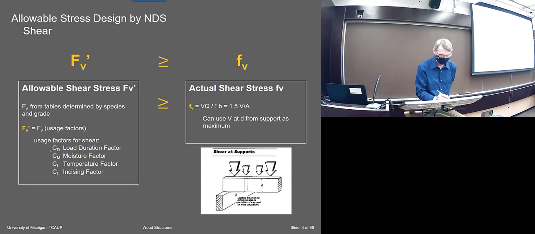For shear, there are fewer factors, some of the same ones. In fact, I guess all of these are the same ones. It's just not as many, not including all of them, not the stability factor and that sort of thing. And the actual stress, VQ over Ib for a rectangle, is actually 3/2 V over A.